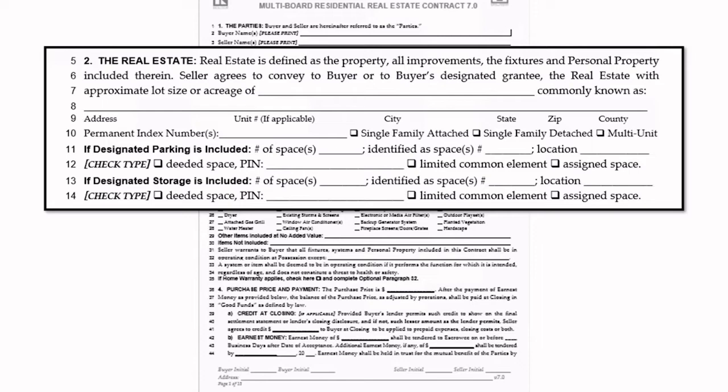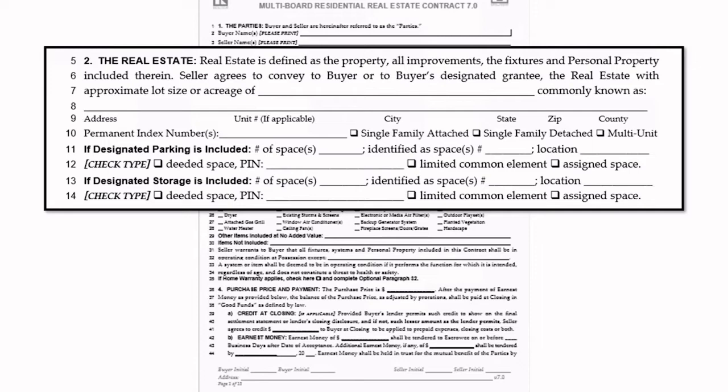You'll then check to say whether this is a single family attached or detached or a multi-unit building. This is so that everybody knows what other documents we may be looking for in this transaction. So a single family attached, such as a condo or a townhouse, is going to have all kinds of condo docs that we're going to need. If it's multi-unit, we've got some other issues that we need to take a look at. So it's all of that kind of stuff that we're going to be looking for.